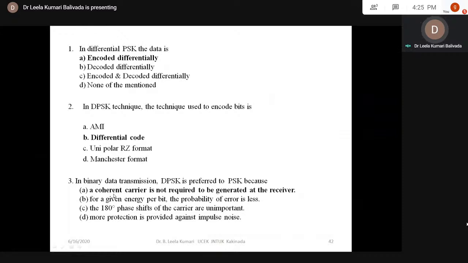In binary data transmission, DPSK is preferred to PSK because a coherent carrier is not required to be generated at the receiver, and for a given energy per bit, the probability of error is less. The 180 degrees phase shifts of the carrier are unimportant, and more protection is provided against impulse noise. DPSK is a non-coherent form of PSK. Therefore, a coherent carrier is not required at the receiver, its complexity and cost are reduced, and option A is correct.